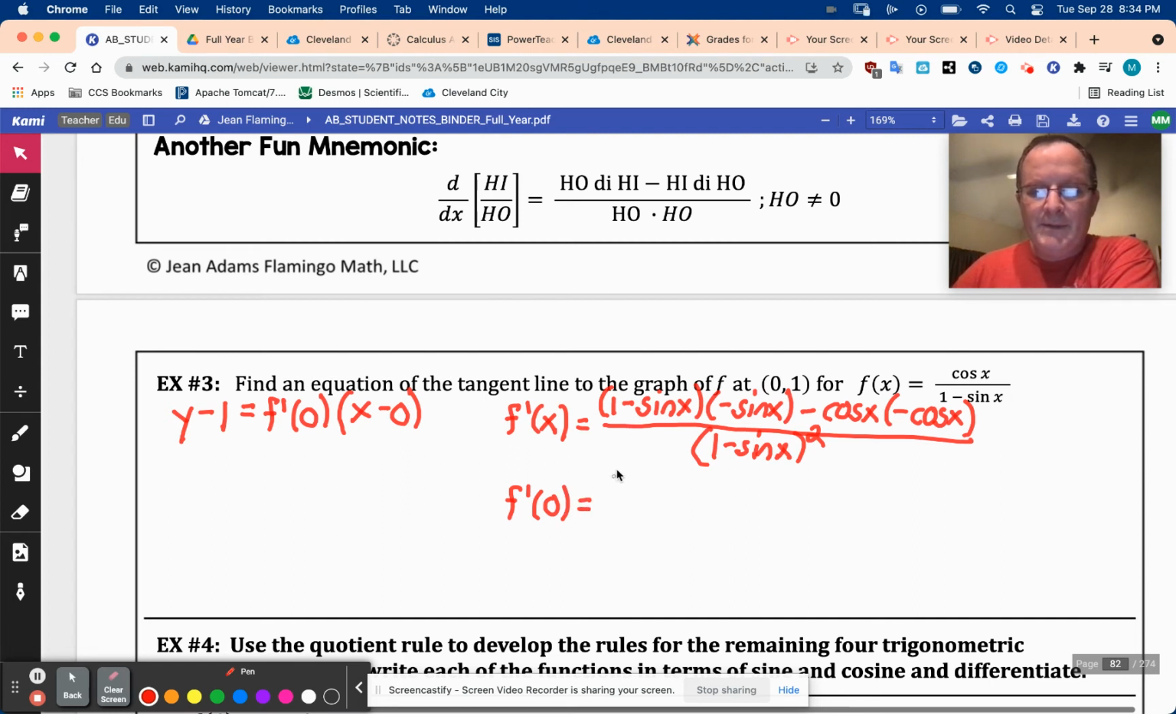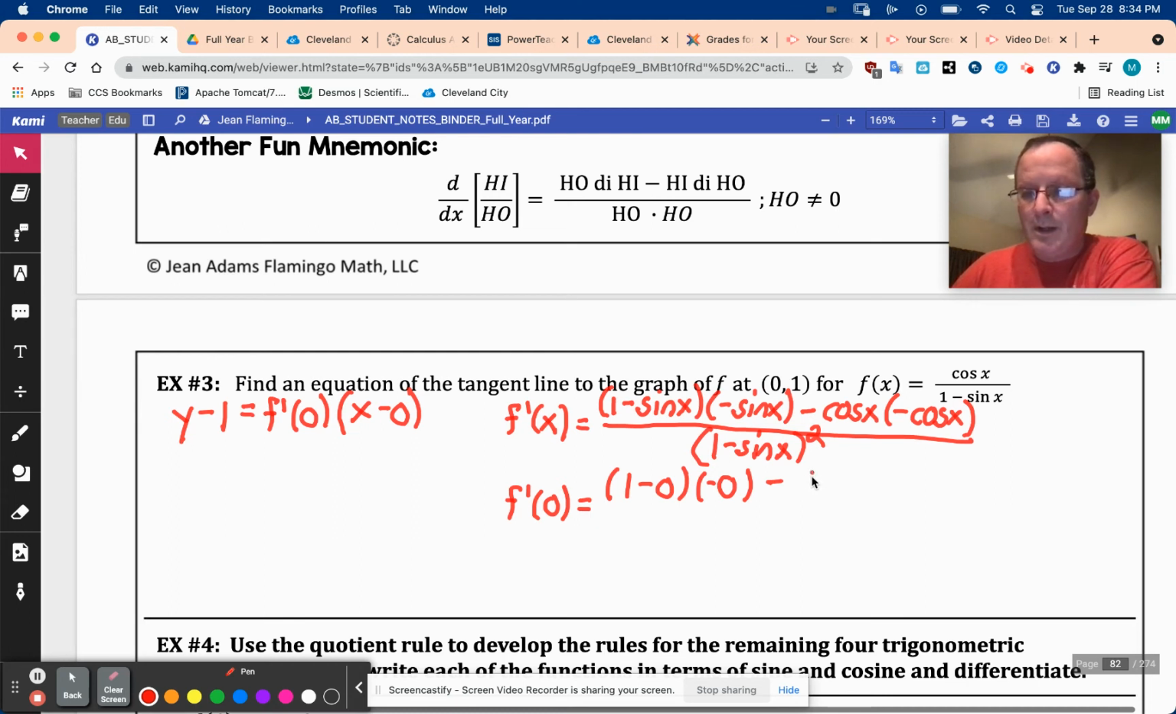All right, so here we go. Sine 0 is 0. So it's 1 minus 0. Sine 0 is 0. No sense putting a negative there. I mean, I can if you want me to. So all that's 0. And then minus cosine 0 is 1.